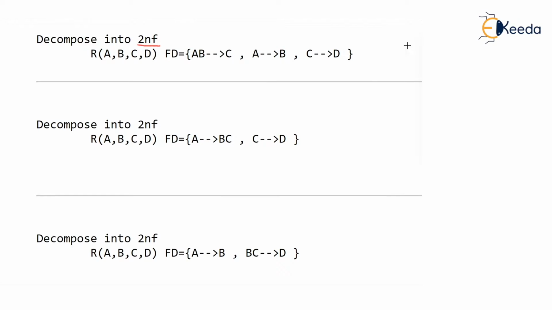We are given a table which has four attributes and the functional dependencies are given, and the question asked is to decompose the table into 2NF. But we first have to check, is this table not in 2NF? For that, let's find out the candidate key from the given FDs.